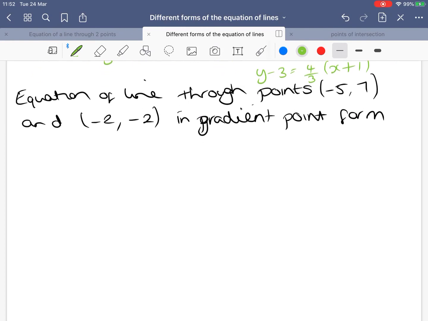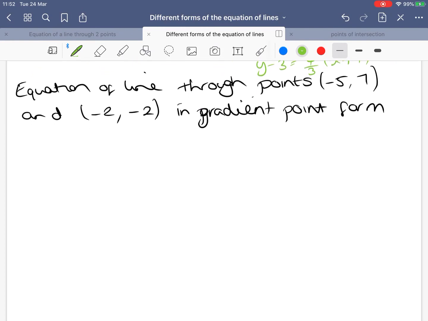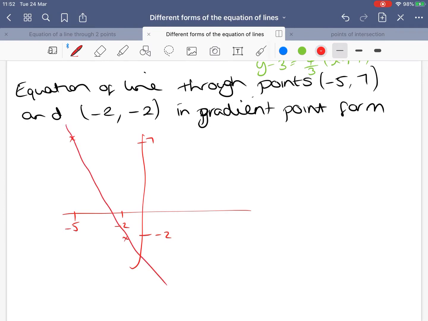So here we go, another one: the equation of a line through the points (-5, 7) and (-2, 2) in the gradient point form. So, as always, draw the sketch. (-5, 7) is going to be somewhere up there. (-2, 2) is going to be somewhere down there. So you've got your straight line.